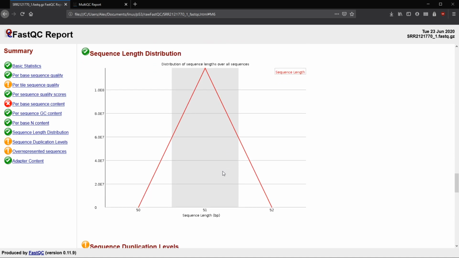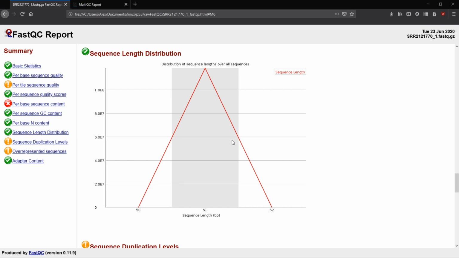Now we can move on to our length distribution. Like I mentioned with Illumina, generally it's pretty consistent. So here we have 0 sequences that are 50 base pairs. All of our sequences are 51 base pairs, and then none, 0, or very, very few are 52 base pairs. So that's good. Generally with Illumina, it's really consistent, which is great.